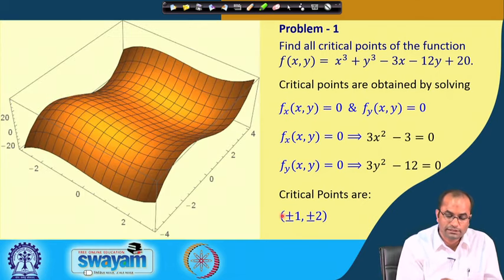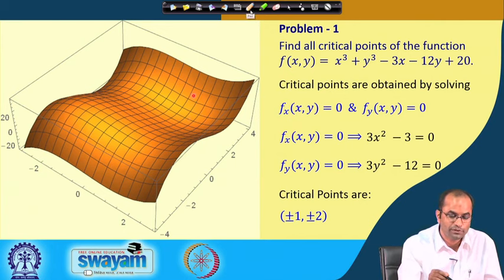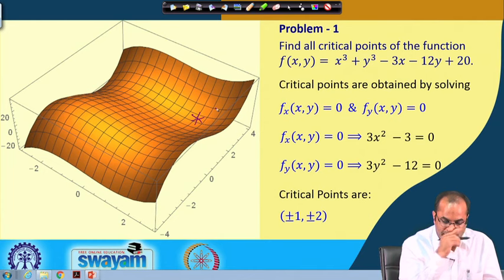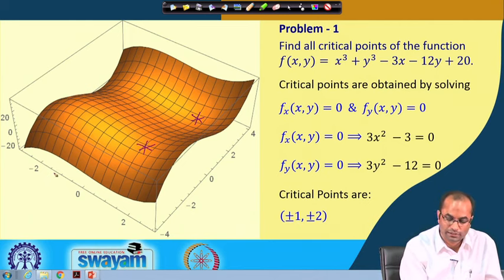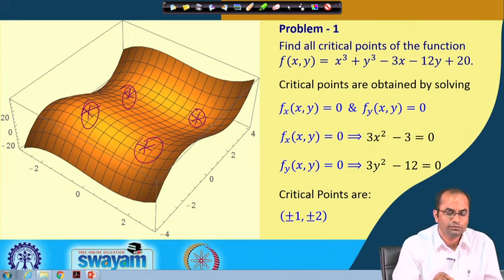If we look at the surface of this function, there are points, for example, with x equal to 1 and y equal to 2, where there will be a critical point. Again, plus 1 and minus 2, there will be a point here, minus 1 and plus 2, there will be a point here, and minus 1, minus 2, there will be a point here. So all these 4 points are the critical points, where the derivatives with respect to x and with respect to y are both 0.